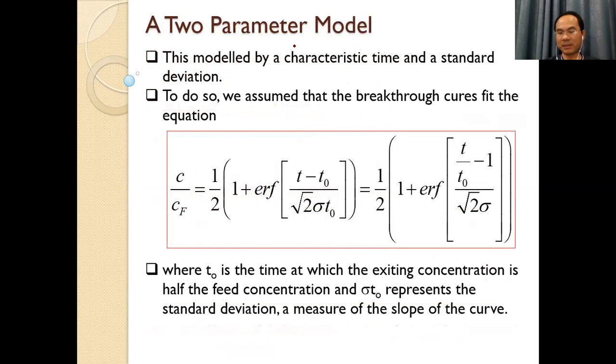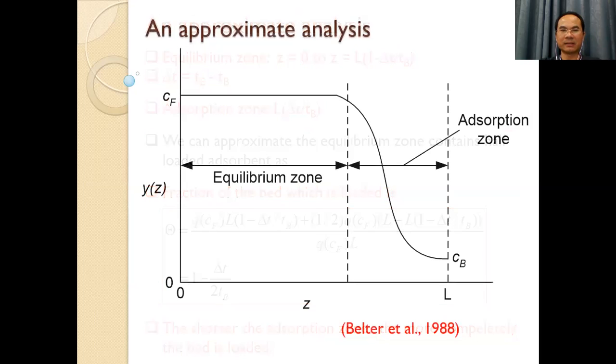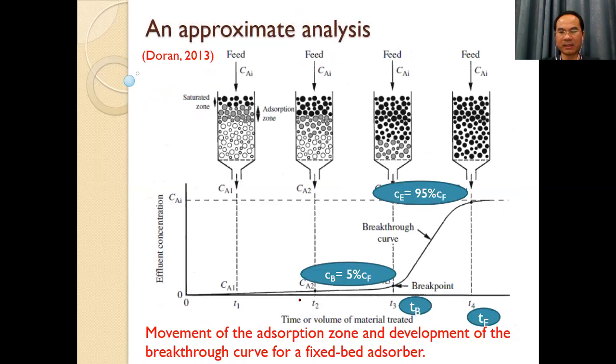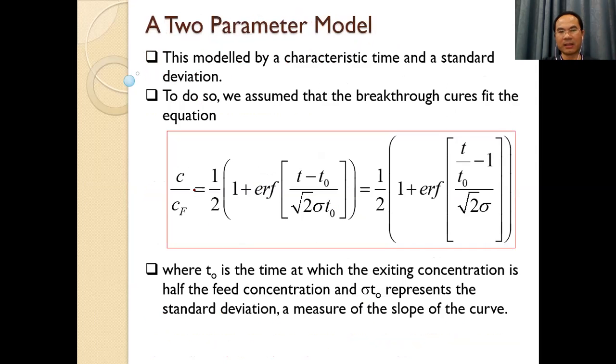Okay, this is the first model. The second model is the two-parameter model. For this case, we fit the breakthrough curve with an equation. It is the ratio of C divided by CF, where C is the concentration at the output, or effluent concentration, and CF is the feed concentration, as a function of time, with sigma in terms of the error function.